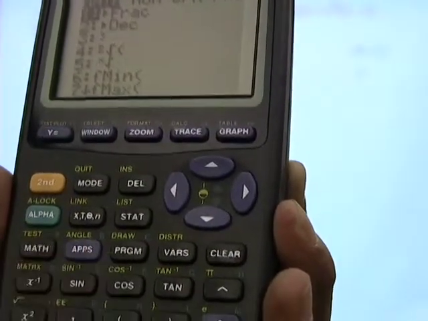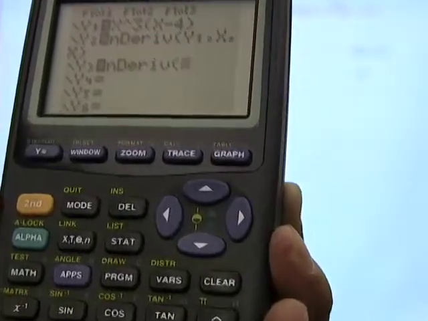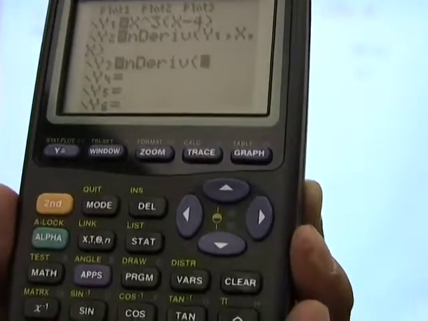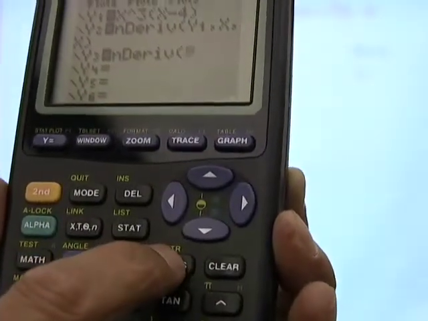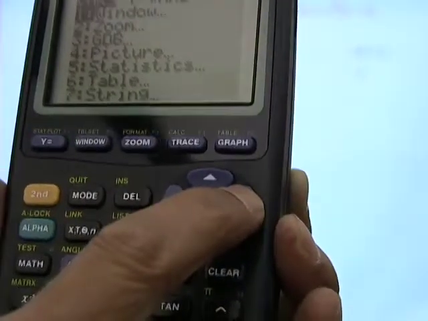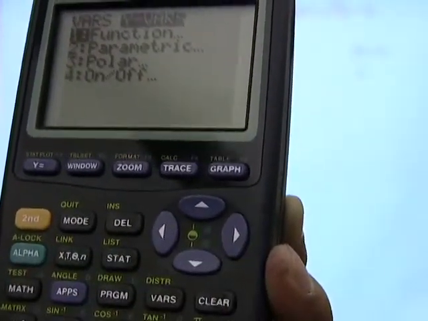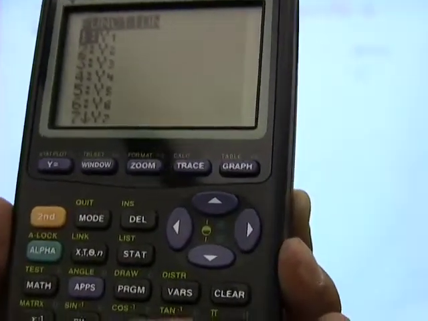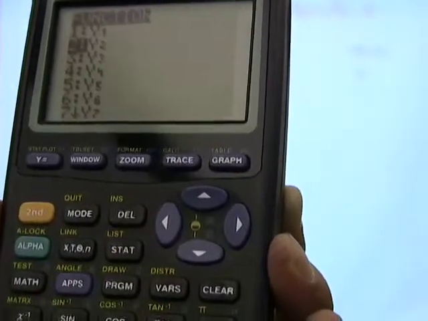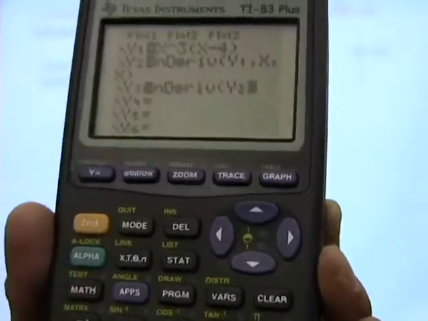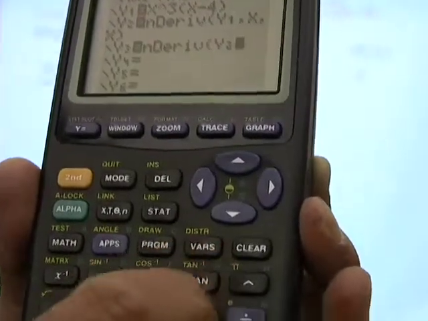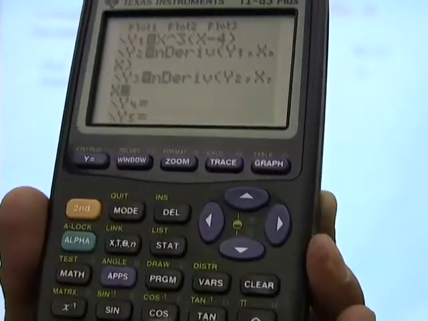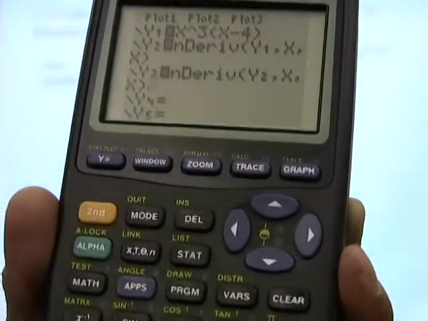math and pick number 8. Now we want the derivative of y2. How do we pick that? Go to vars, to the right to pick y vars, and function. We now need y2, so go down and pick y2 and enter. It is now the derivative of y2 comma x, parenthesis closed. And now we are ready.